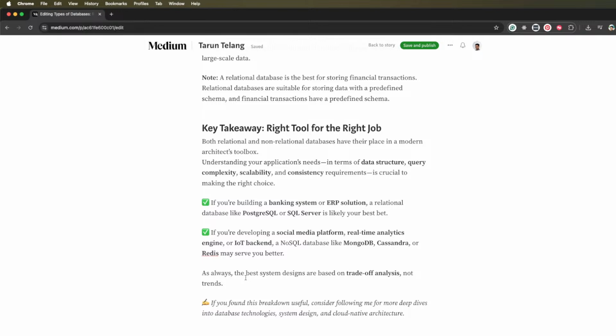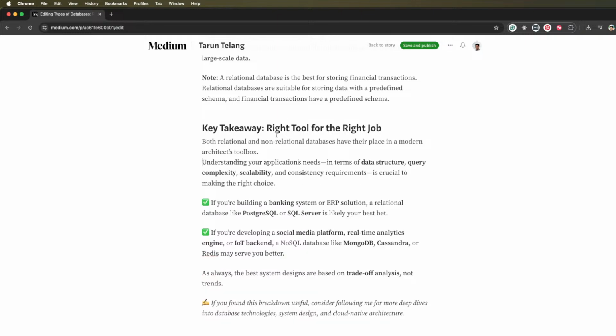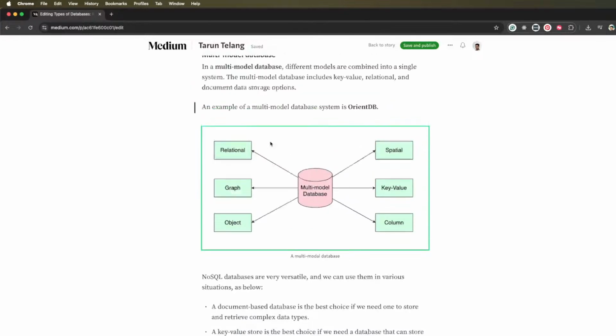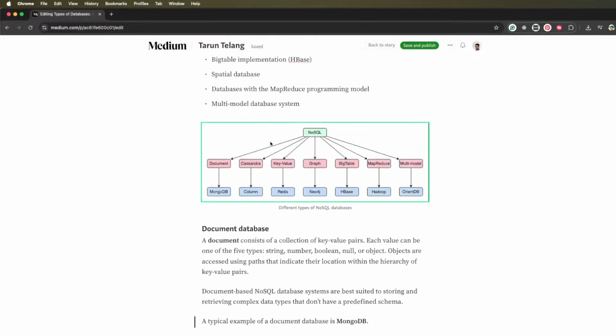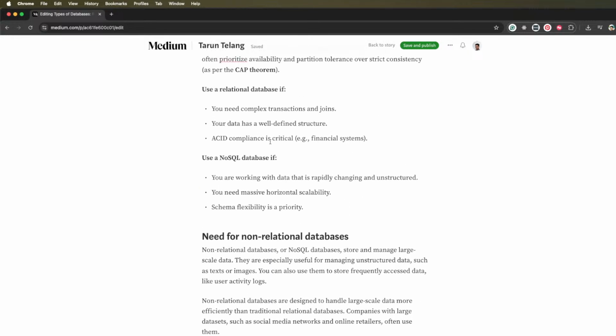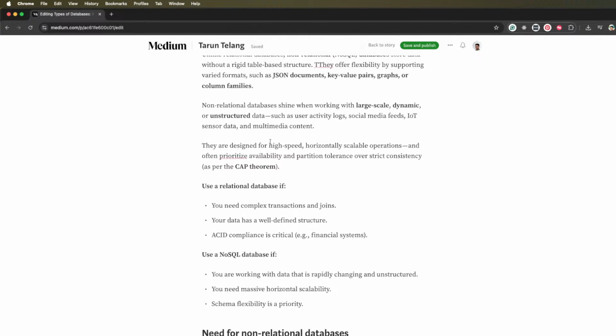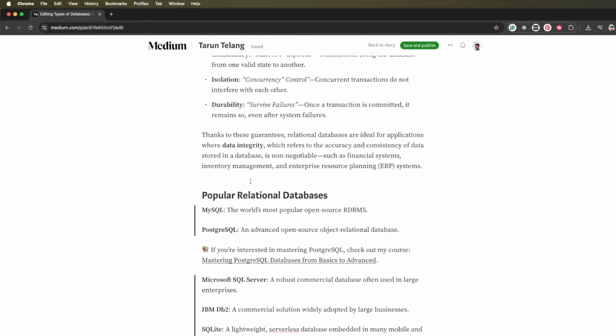Right. And the article gives some helpful concrete examples just to drive this home. Yeah, like if you're building a banking application or maybe an ERP system, a relational database like PostgreSQL or Microsoft SQL Server is likely the most appropriate, sensible choice. But if you're developing, say, a social media platform or a real-time analytics engine or maybe an IoT backend collecting sensor data, then a NoSQL database like MongoDB or Cassandra or Redis might be a far better fit for the scale, speed, and flexibility needed.